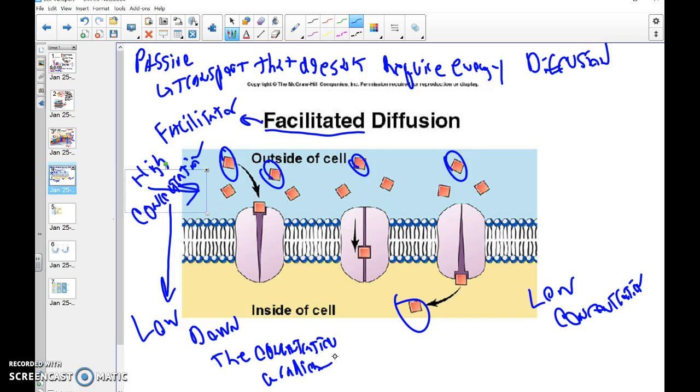So these molecules moving down the gradient want to do it. But when we have facilitated diffusion, they need help. And that help comes in the form of membrane proteins. There's still no energy, still basic diffusion. It's just that for these particular molecules to get through the membrane, they require the help of proteins. And that's why we call it facilitated diffusion.